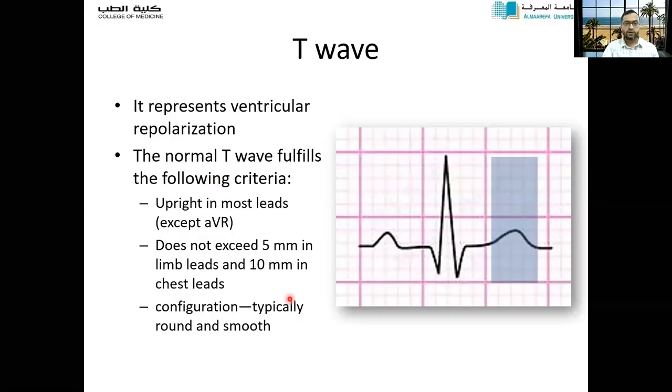Now coming to the T wave, the last wave, that is the ventricular repolarization wave. Normally this is upright, and it does not exceed 5 millimeters in the limb leads, and usually does not exceed 10 millimeters in the chest leads. And the configuration is typically round in shape, not spike like the QRS complex.